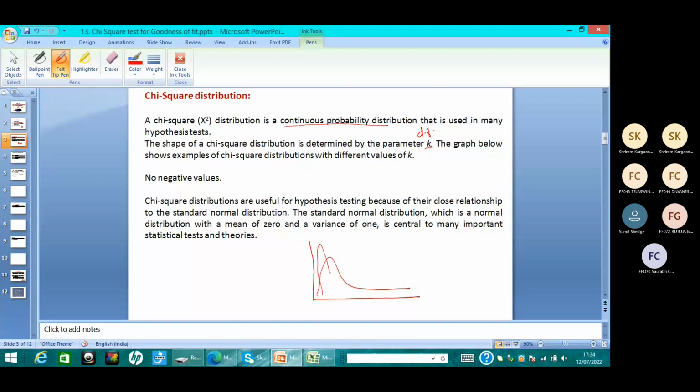Chi-square distributions are useful for hypothesis testing because of their close relationship to the standard normal distribution. The standard normal distribution, which is a normal distribution with mean 0 and variance 1, is central to many important statistical tests and theories. So we just wanted a short introduction. It is a continuous distribution, and it has the parameter degrees of freedom n.